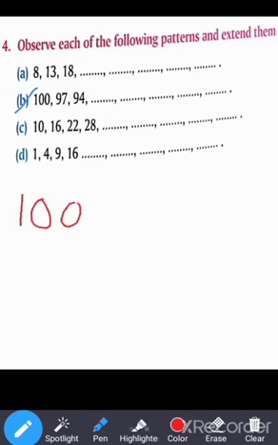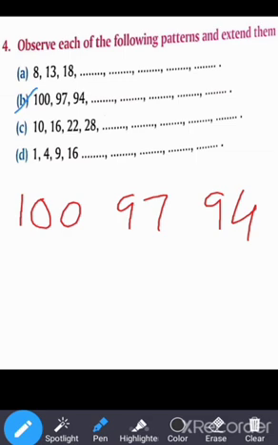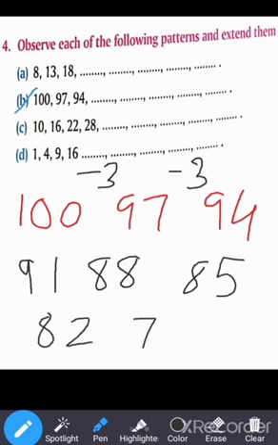100, 97 and 94. So the rate at which they are decreasing, I don't think it's very high. It means I hope subtraction is there. So let's check. If I find the difference between the two numbers, 97 and 100, the difference is 3. 97 minus 94, the difference is 3. It means every time I'm subtracting 3 to find the next number. So 94 minus 3, 91, minus 3, 88, 88 minus 3, 85, 85 minus 3, 82, minus 3, 79. So these will be the 5 answers.